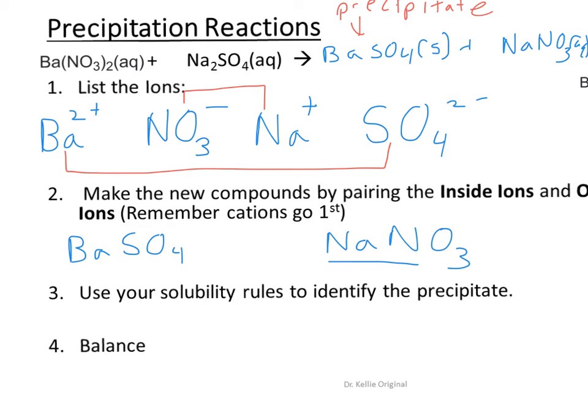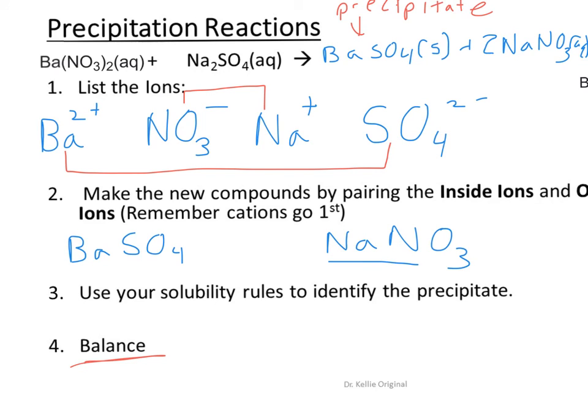Now, last but not least, we need to balance. I've got one barium here, so I'm good. I have 2 nitrates here. Now we have to pay attention to our 2. We have 2 nitrates over here. We only have 1 nitrate over here.